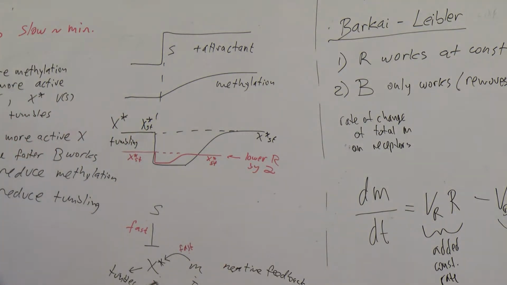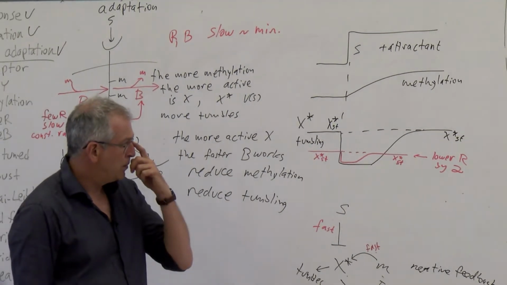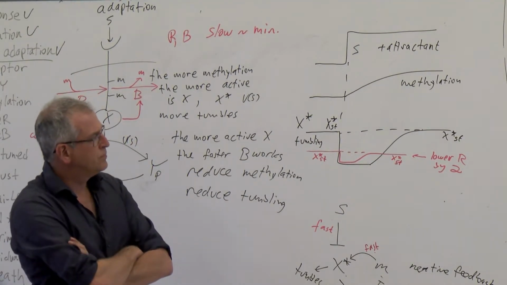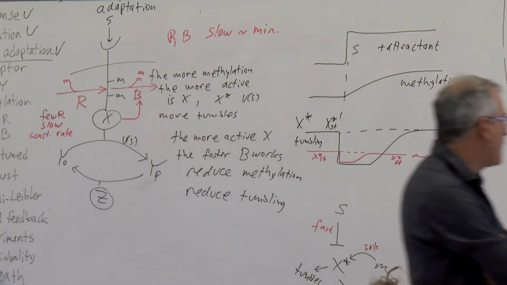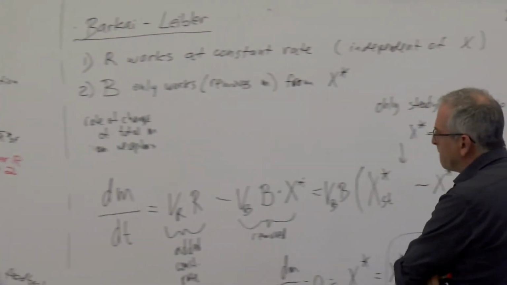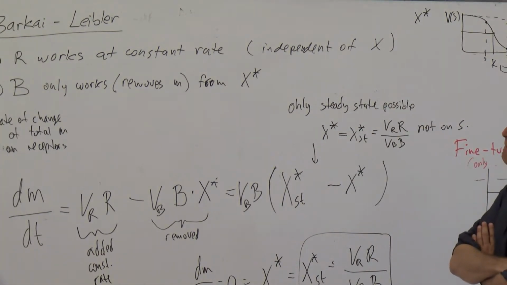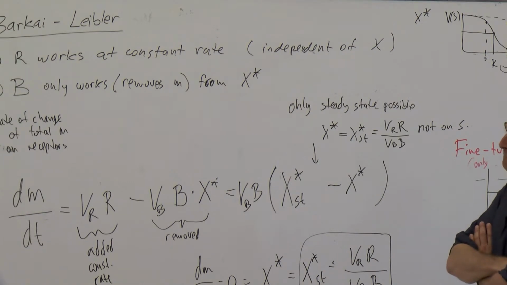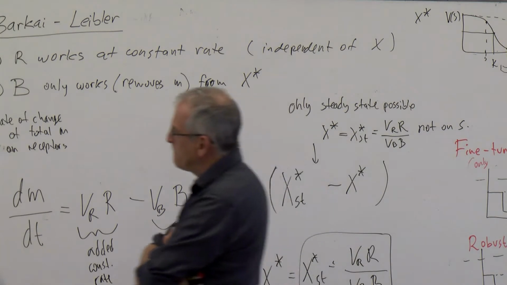Can I ask a question? How can this be defined? I understand there is robustness with respect to the shape of the function, but how can this be defined as robustness? Because it does matter very much what the steady state is, because it influences the frequency of tumbling.